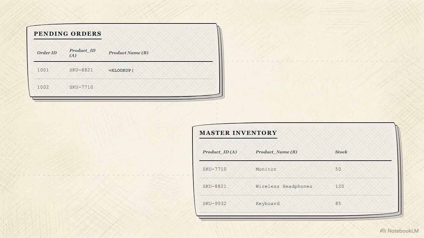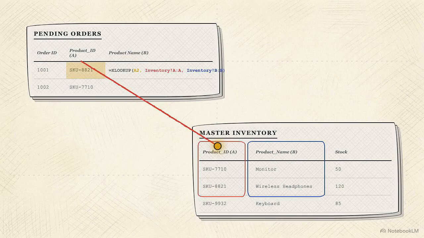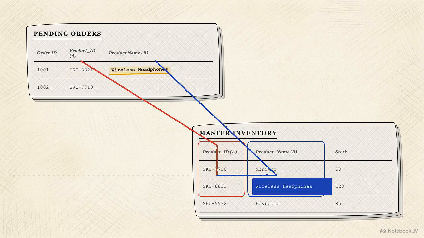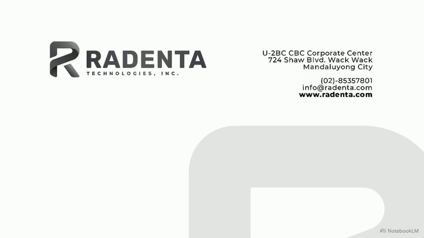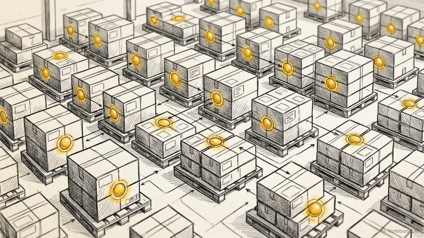The formula requires a lookup value, an array to search, and an array to return. The function scans the external sheet, finds the matching key, and pulls the corresponding text string back. Dragging this formula down instantly populates all 10,000 rows with the correct names. XLOOKUP eliminates manual data entry by programmatically linking disparate tables at mass scale.